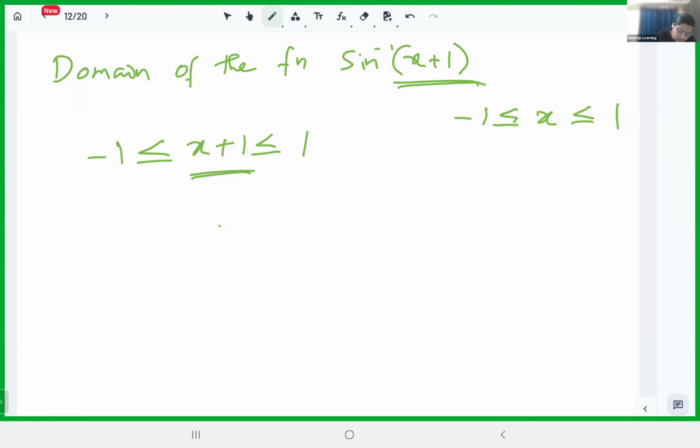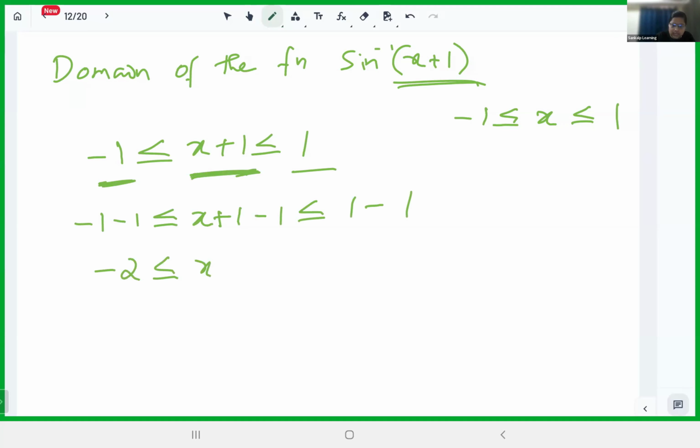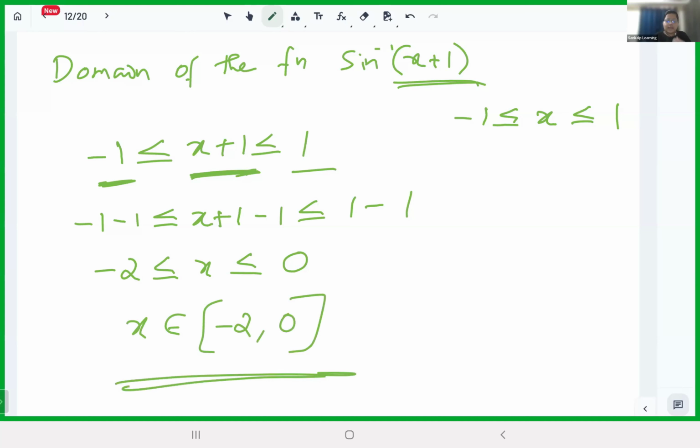So if you subtract 1 from the middle portion, you should subtract it from minus 1 as well as 1 also. So minus 1 less than or equal to x plus 1 minus 1 less than or equal to 1 minus 1. So minus 1 minus 1 will become minus 2 less than or equal to x plus 1 minus 1 will become x itself, less than or equal to 1 minus 1 is 0. So x varies in between minus 2 and 0. All right. So x belongs to minus 2 comma 0, or the domain is closed interval minus 2 comma 0.